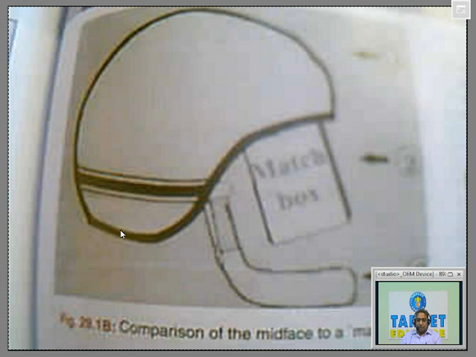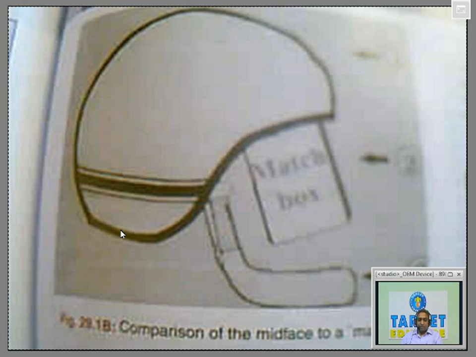The middle 1/3 area, you can see here, is typically like a matchbox shape. This is the middle 1/3 area of the facial skeleton, and here you can see the mandible. Now, whenever there is trauma to this matchbox, this is the base of the skull. Whenever the forces are acting from the anterior direction, where will this matchbox go? This matchbox will get displaced posteriorly and downwards.